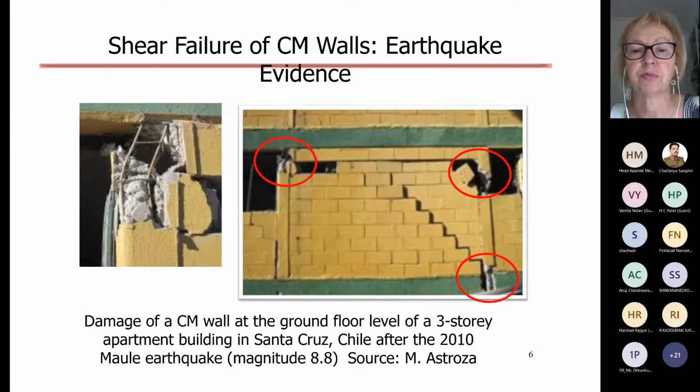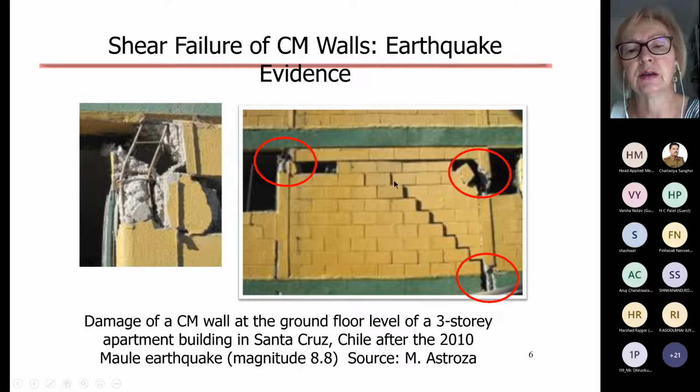This is an example of this type of cracking and damage in a confined masonry wall. This is from Chile. The next presentation will be mostly from Chile, on the performance of confined masonry after the 2010 Chile earthquake. This is a wall in a G+3 confined masonry building in Chile, or G+2 actually, at the ground floor level. You can see on the right-hand side how the crack propagated. This is confined masonry with concrete blocks.